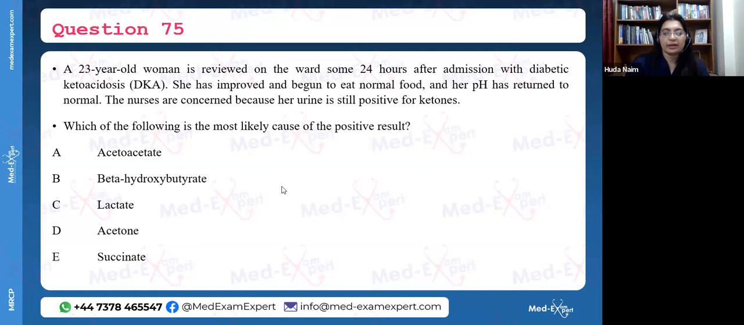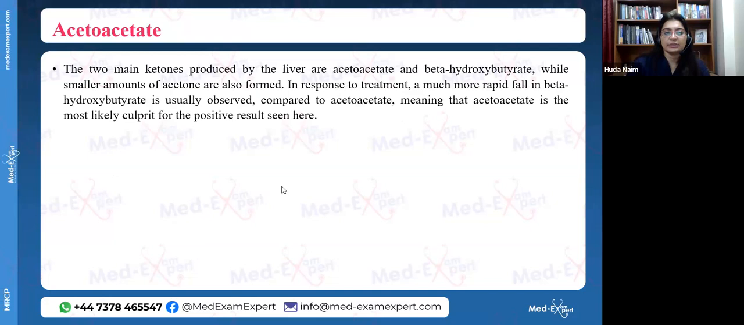So none of you were correct. So the correct answer is acetoacetate. Yes, Dr. K, you're correct. So acetoacetate is the one that remains positive for a longer period of time. The beta hydroxybutyrate is the first one that gets normalized, but the acetoacetate remains positive for a very long period of time. See, the different compounds, they have different rates of metabolism. So beta hydroxybutyrate breaks down faster. Okay, that's why.